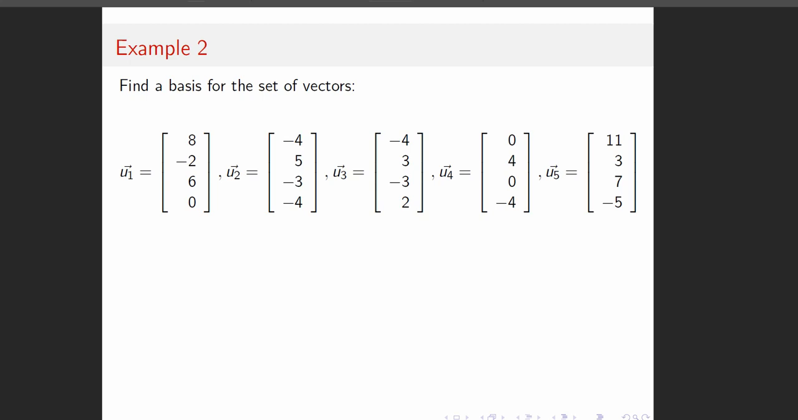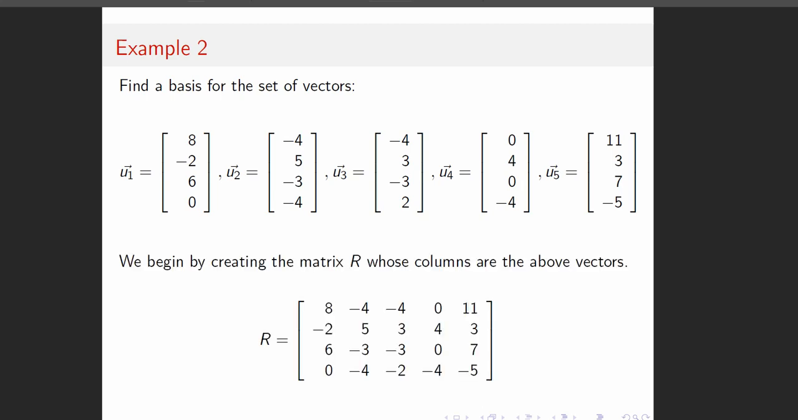But these vectors only live in R4. Do they span R4? We don't know. We know there's some linear dependence, so we're going to have to take a look. The first thing we're going to do is create a matrix R whose columns are the above vectors. You can pause the video and double check that they are in fact the right vectors. Let's go back to work in MATLAB.